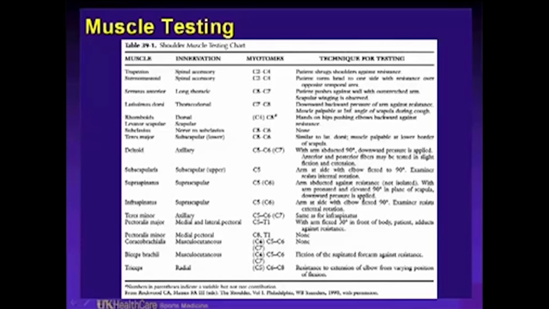So understand the innervation of the muscles: the trapezius and sternocleidomastoid, the spinal accessory; serratus anterior, the long thoracic nerve; deltoid, the axillary nerve; subscapularis, the subscapular nerve; supraspinatus, infraspinatus, the suprascapular nerve.